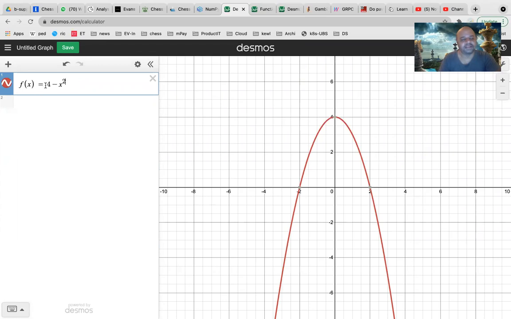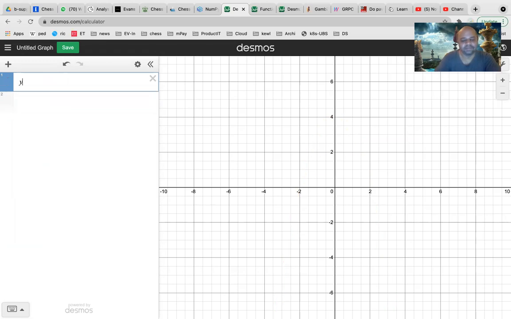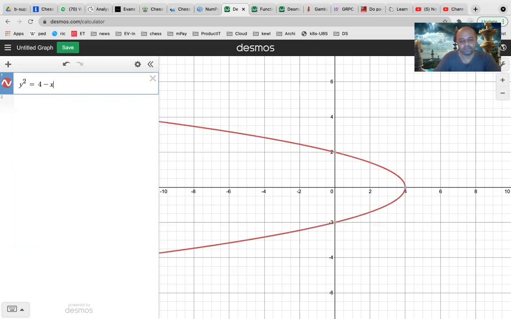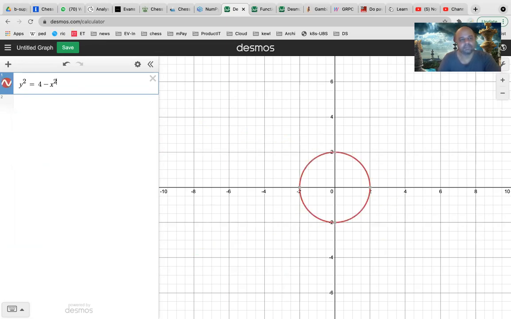Not this. x square, f of x. Oh, I can't do it like this. Okay, fine, I will tell you. y square, this is a circle. y square is equal to 4 minus x square, and this is the circle.